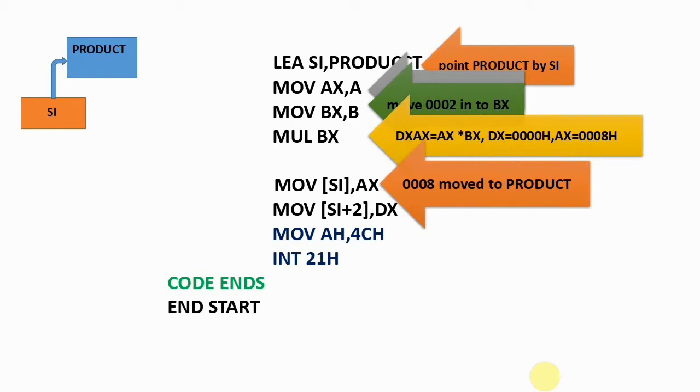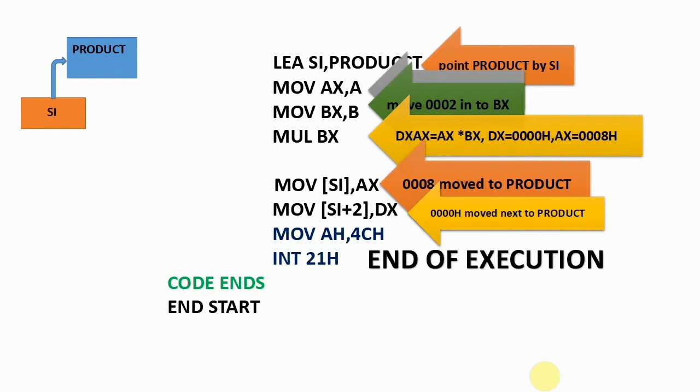We want to move our result 0008 into product. So product is already pointed by SI. So we are moving AX value into the square bracket of SI, which is nothing but a product. There is a second word which is stored in DX. So we are moving DX into the second part of the product, that is SI plus 2. So this is MOV AH comma 4CH, INT 21H, which will close the end of the execution. Let's move on to the execution part.